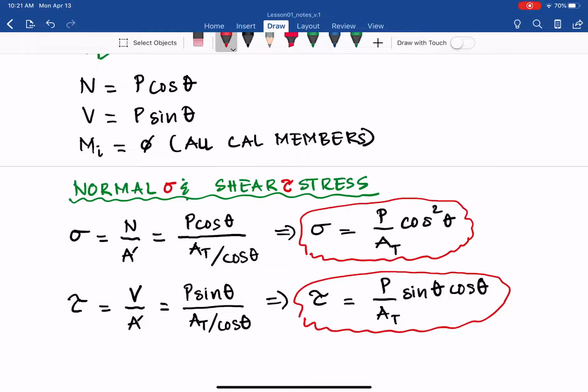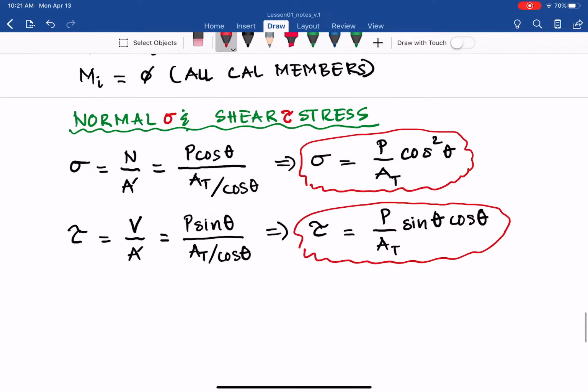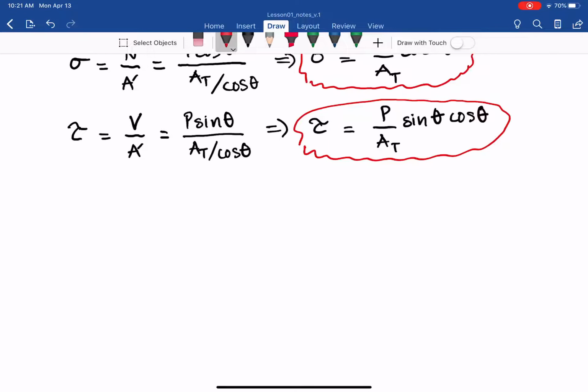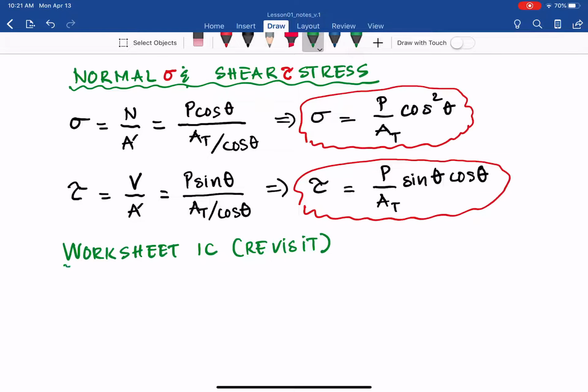So with that, let's apply it to one problem that we already did. Let me revisit worksheet 1C, where we have a truss, right? Let's revisit it to demonstrate this scenario. We already did that. For those of you who don't recall, let's look at the solution and the video for worksheet 1C.